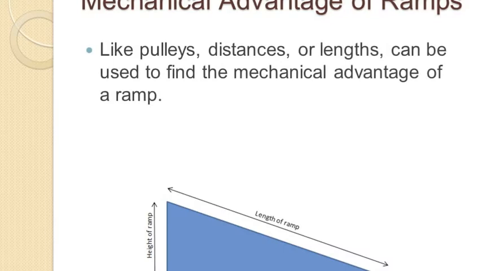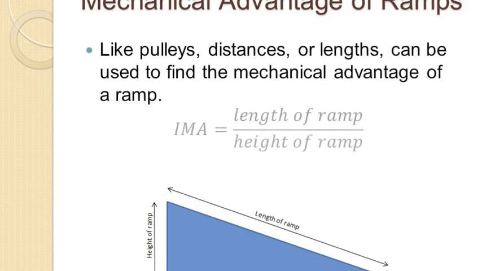Like pulleys, we can use distances or lengths to find the ideal mechanical advantage of a ramp. We define the ideal mechanical advantage of a ramp as the length of the ramp, i.e. the part on the angle, divided by the height of the ramp, the vertical part of the ramp.